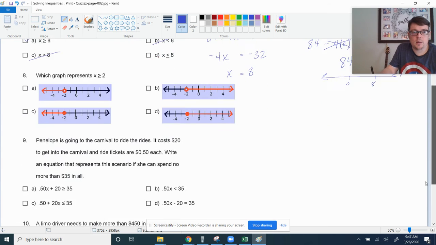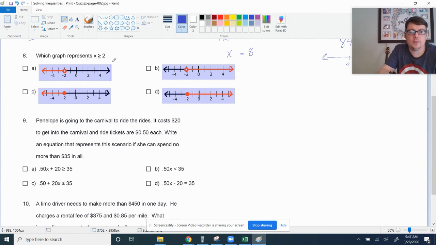Okay. And last couple of problems here. Which graph can represent x is greater than or equal to positive 2?